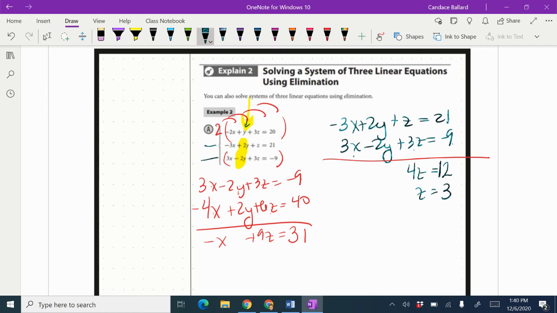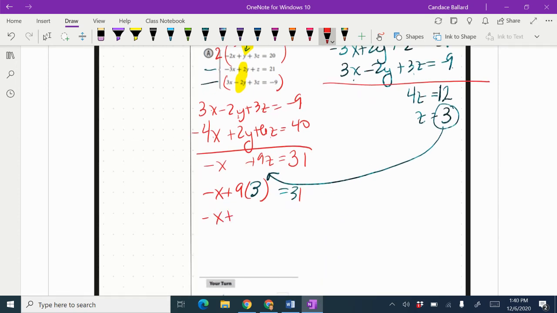So the good news is I didn't even come up with a system of 2 like I sometimes do. Everything canceled. I can take this and I can just plug it into this other equation, and then I'll be able to solve for x. So I have negative x plus 9 times the 3 equals 31. So let's see, 9 times 3 would be 27, so negative x plus 27 equals 31. I am going to subtract the 27 from the other side. So 31 minus 27 is 4. And divide by the negative, I would get x equals negative 4.